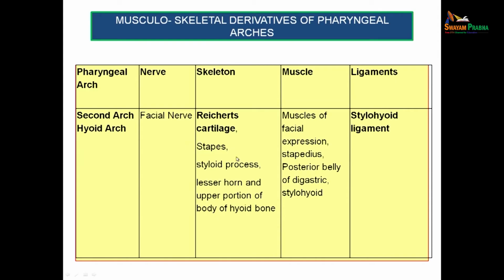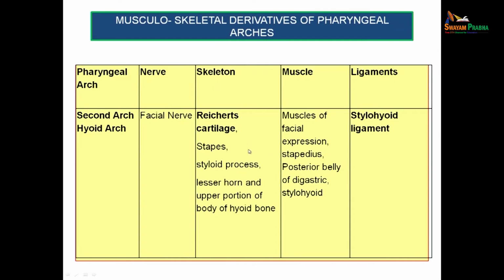The interesting fact here is you can see that all the words start with a particular letter known as S. Here you can make the lesser horn as the small horn of hyoid bone. You can make the upper portion as the superior portion of the hyoid bone. So if you just convert these two words, then you can say that all the words are having a letter in common, that is the letter S. So the second arch is also starting with the letter S.